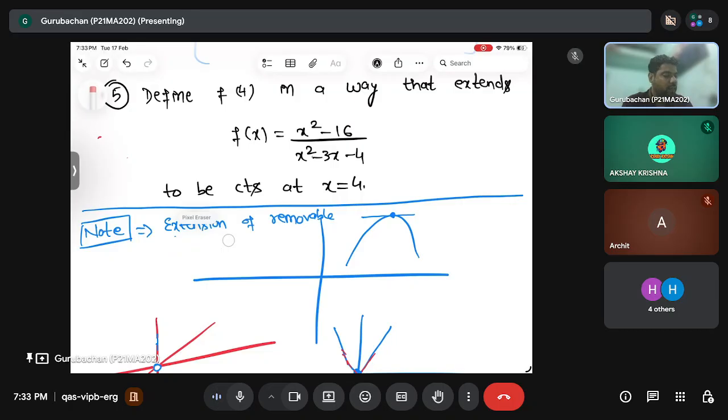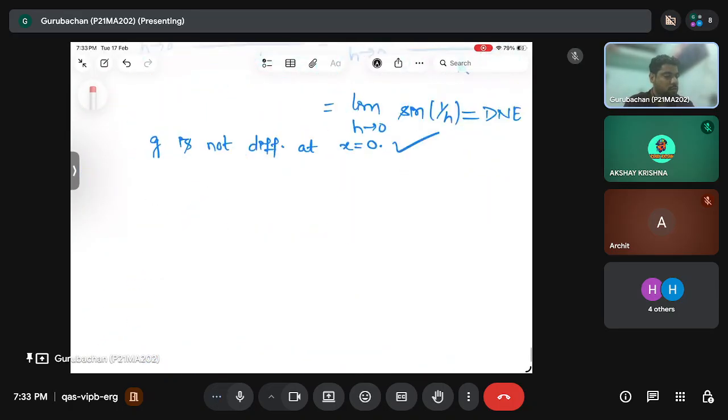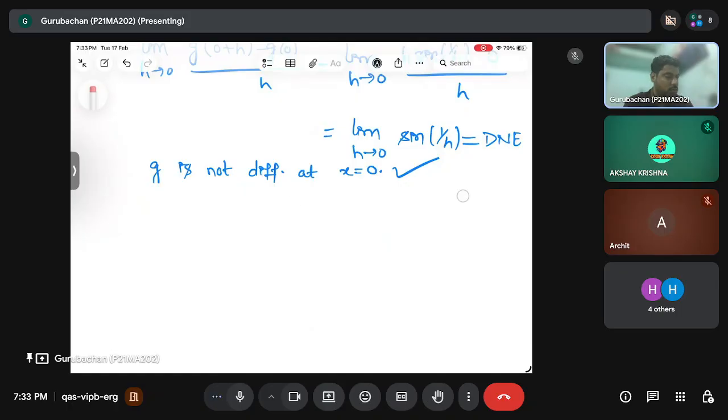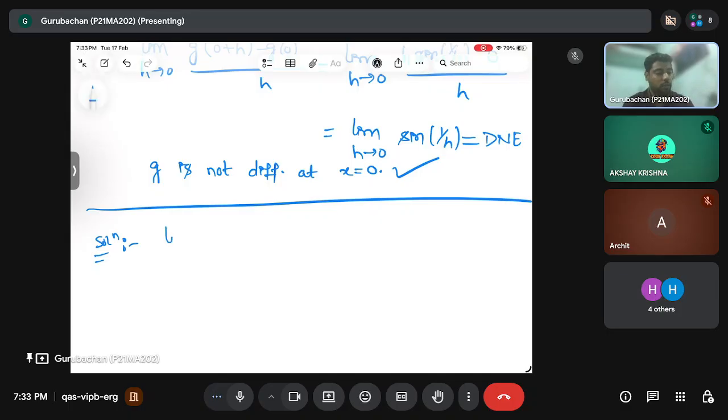Do I need to rewrite it properly, or are you understanding with these examples? Sir, this is enough. Okay, so let us do this one. Your answer is also the same, Archit. Yes, sir, 8 by 5. So let me just do it for the others.